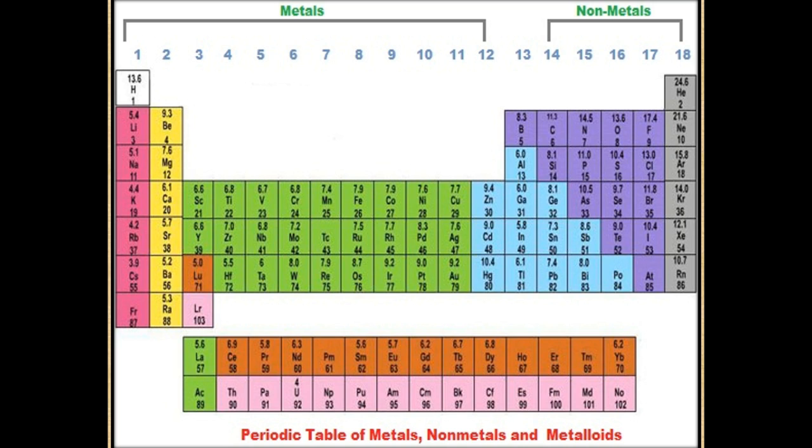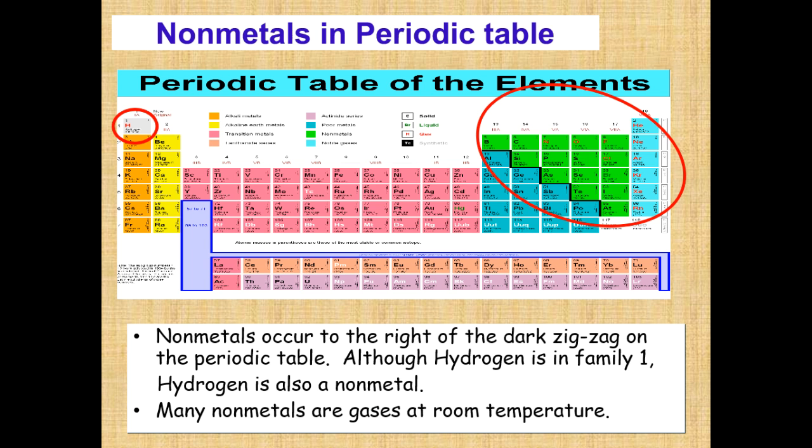Now we will go to the non-metals. The non-metals, as we previously mentioned, are on the right side of the periodic table. You can see the circle. It is the non-metal. Non-metals occur at the right of the dark zigzag line on the periodic table. Although hydrogen is in family 1, hydrogen is also a non-metal, at the top left corner. Many non-metals are gases at room temperature.